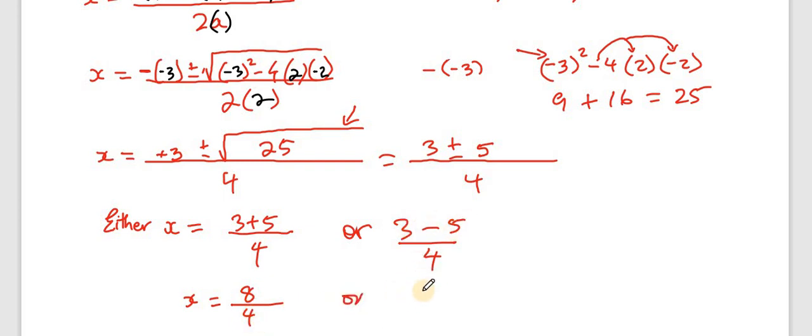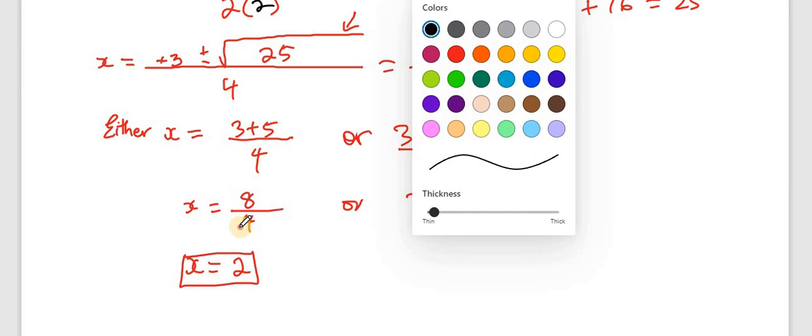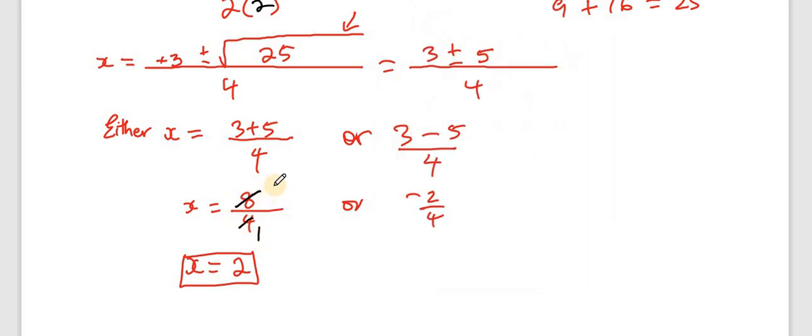Or 3 minus 5 is -2 over 4. What's 8 divided by 4? Just 2. Because remember, 4 goes into 4 once, and 4 goes into 8 twice, and 2 divided by 1 is simply 2. What about this one? Put -2 divided by 4.